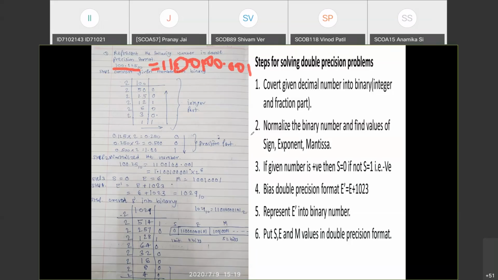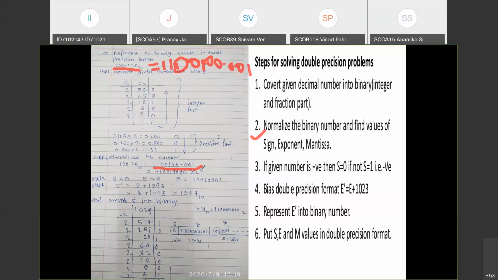Now we move to the second step, normalize the binary number and find the values of sign, exponent and mantissa. What do we mean by normalization? We have written the binary representation of the decimal number in the first step. Now we move the decimal point to after the first 1. How many digits are we moving to the left? 1, 2, 3, 4, 5, 6. So we get 1.100100001 multiplied by 2 raised to 6, which is the normalization we have done here.